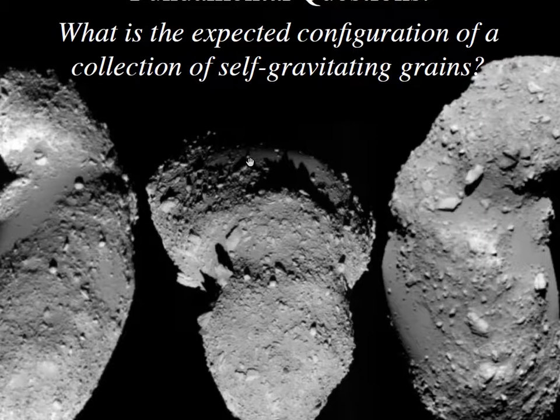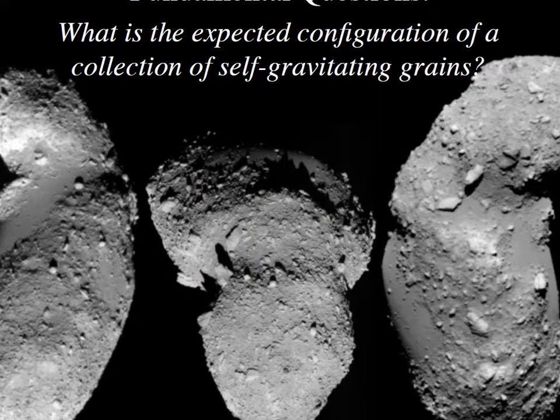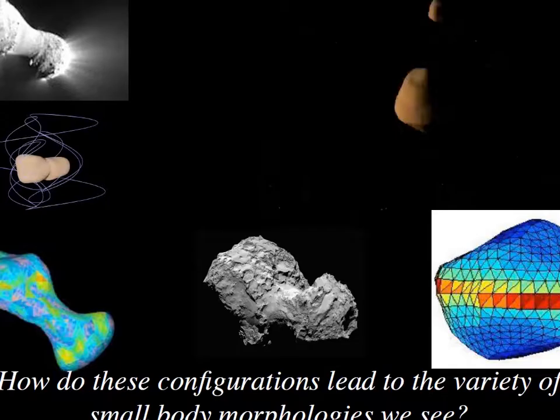What we're motivated by, a fundamental question, is what's the expected configuration of a collection of self-gravitating grains? As they attract each other, and as we'll find out, as they in fact rest upon each other, which is a little bit different from usual n-body problem studies. And the secondary question is, how do those configurations lead to the variety of small body, which means asteroids and cometary, morphologies that we actually see in nature? Everything from highly bifurcated bodies to binary asteroids to everything in between.